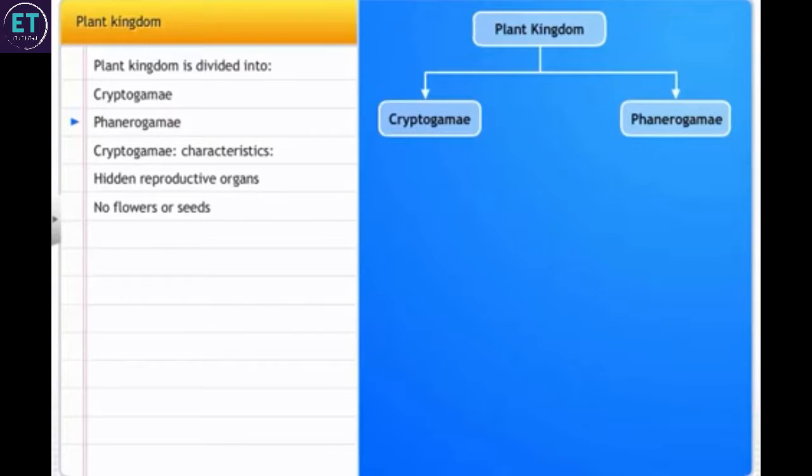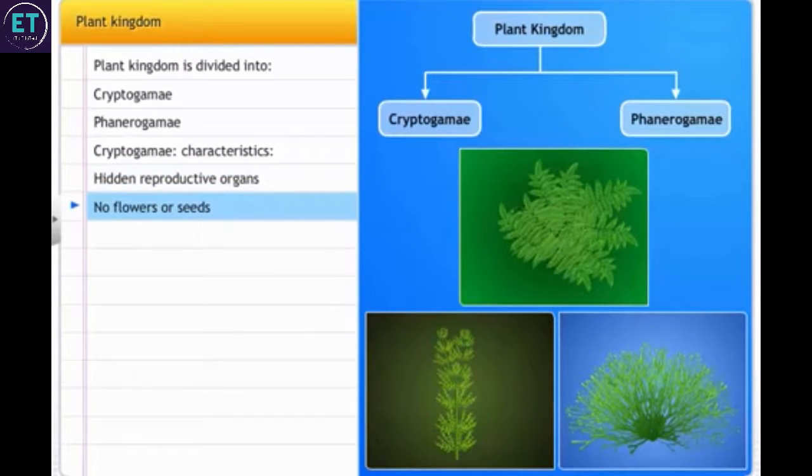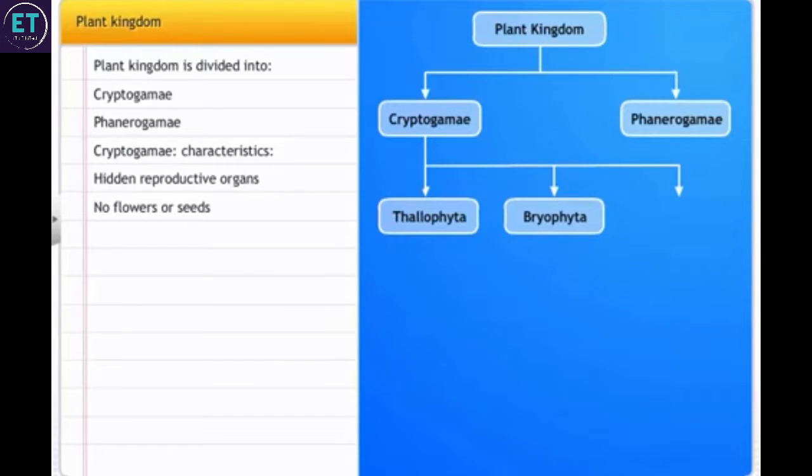The sub-kingdom Cryptogamy includes plants with hidden reproductive organs. These plants do not bear flowers or seeds. Cryptogamy are further divided into 3 groups: Thallophyta, Bryophyta, and Pteridophyta.